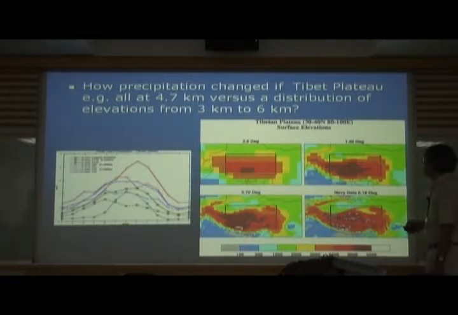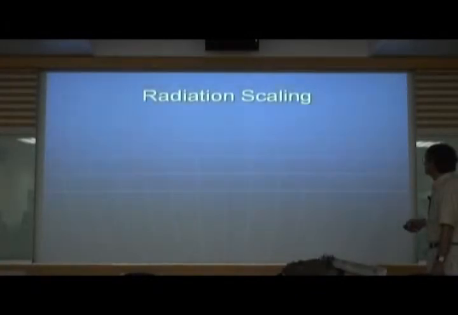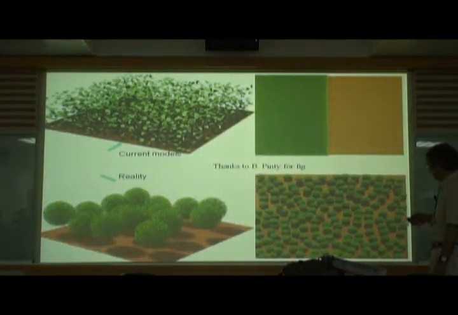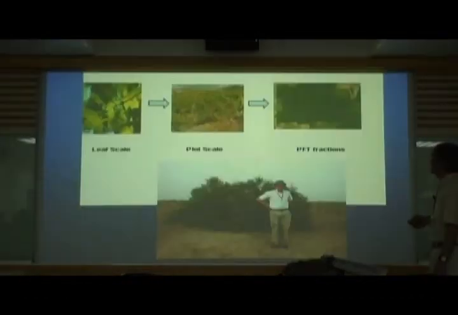Okay, so now we talk about radiation ceiling. Let's see if I missed it. Okay. And this is sort of discussing the issue of land scaling. When you start with leaf scale, when you go to plot scale, and then you want to go to the scale which satellites can see, and add that up to a planet model.